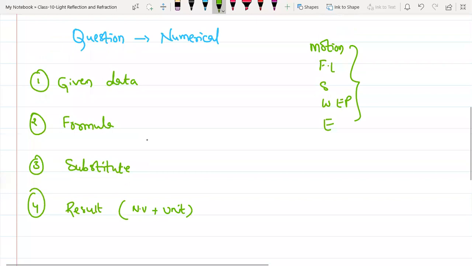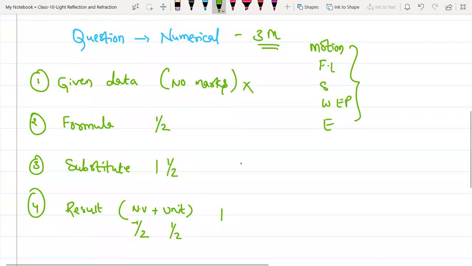And many times I told you, whenever in your examination, if you write given data, no marks are allotted. No marks for given data. If the question is for 3 mark, let us consider 3 mark. If you write given data, no marks. While coming to formula, half mark. And while coming to result, it is 1 mark. In that 1 mark, for numerical value, half mark. For unit, half mark. And here we have completed 1.5. And for the substitution and result, everything, you will get 1.5 mark. So like that, they are going to give you 3 marks.